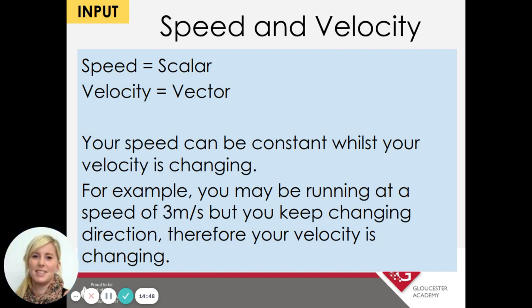And the fact is that they're both the same size, but your velocity can be changing if the object keeps changing direction. So they can be the same magnitude, but if the direction keeps changing, then the velocity is continually changing. So you could be running at a speed of 3 meters per second. Remember, that's that typical value you need to remember. But you could be running in zigzags and you keep changing direction and therefore your velocity is changing. The magnitude of the number is not changing. You're always running at 3 meters per second.